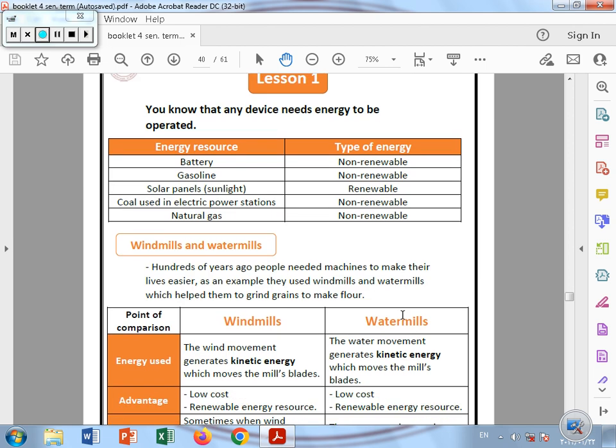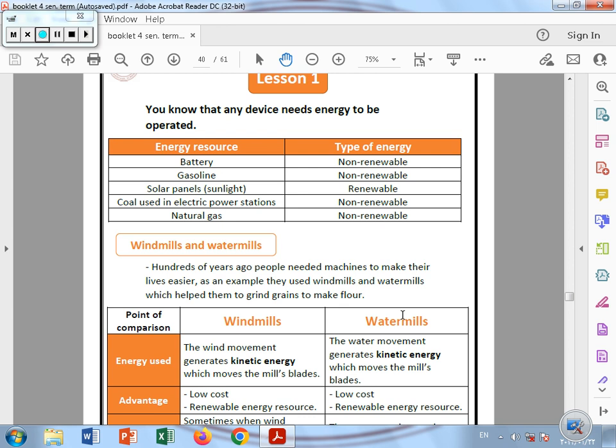In this lesson we know that any device needs energy to be operated. So we are going to talk about the energy resource and the type of energy that comes from this energy resource. The battery is the energy resource, something that gives me energy. The type of energy inside it is non-renewable, because we cannot make the energy come back inside the battery. After finishing the energy inside the battery, we have to replace it or recharge it.